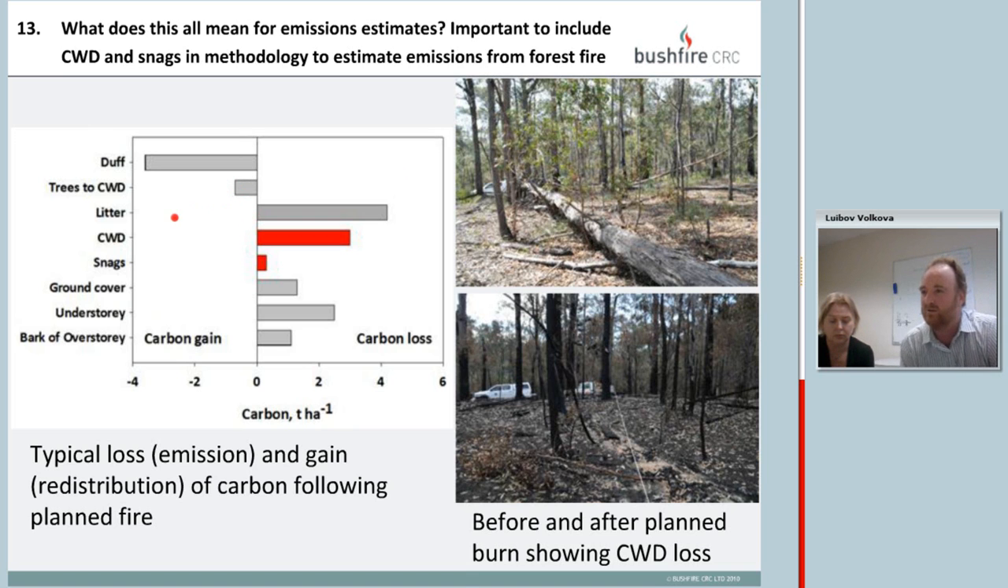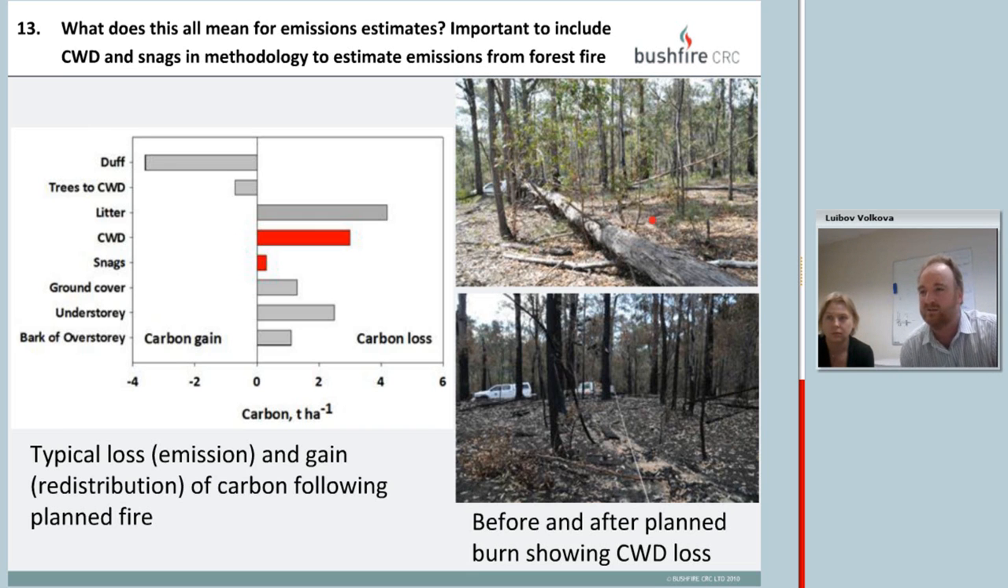Now that we have a better idea of the spread of carbon across a range of carbon pools in the forest, we're aware that coarse woody debris and snags in particular can contribute significantly to emissions. So the emissions based purely on litter, and an estimate of total fuel loads based on litter, underestimate carbon emissions from forests.